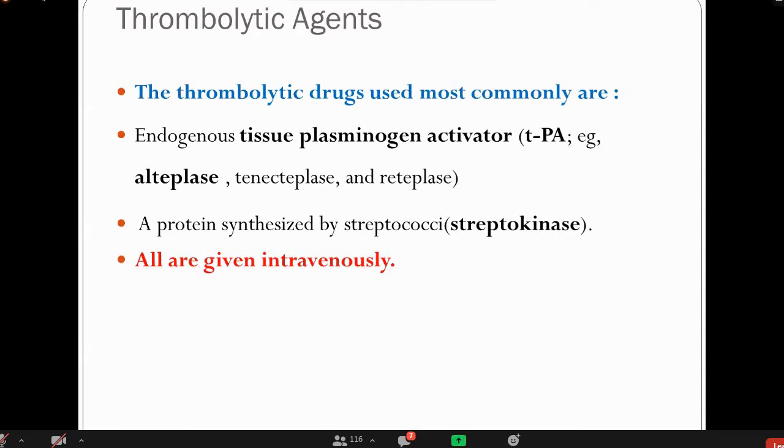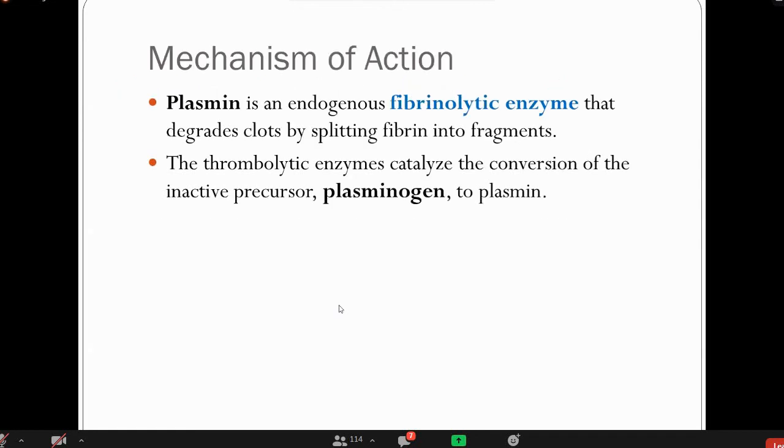Then streptokinase. This is one of the drugs that is commonly used in our ward. But this drug streptokinase is derived from a protein of streptococci. So already we have discussed, there are increased chances of formation of antibodies. All the drugs are given intravenously.